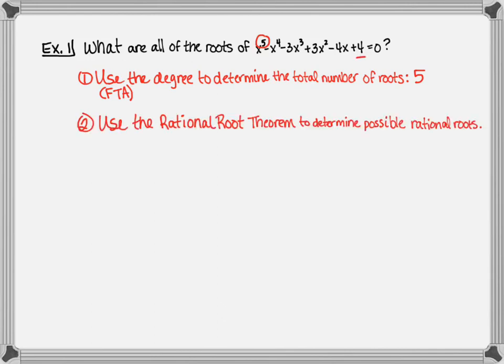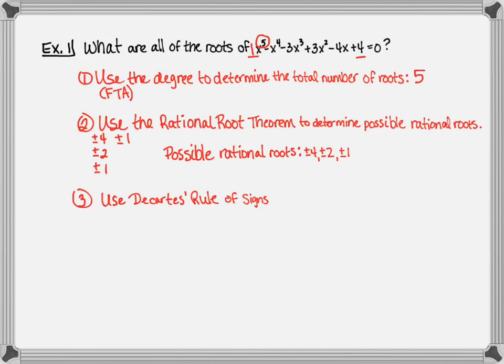Then we'll use the rational root theorem to determine the possible rational roots. Our constant term is 4. Its factors are plus or minus 4, plus or minus 2, plus or minus 1. The leading coefficient is 1. Its factors are positive or negative 1. So possible rational roots are plus or minus 4, plus or minus 2, plus or minus 1, because it's all of the factors of the constant term over the factors of the leading coefficient, which was positive or negative 1.